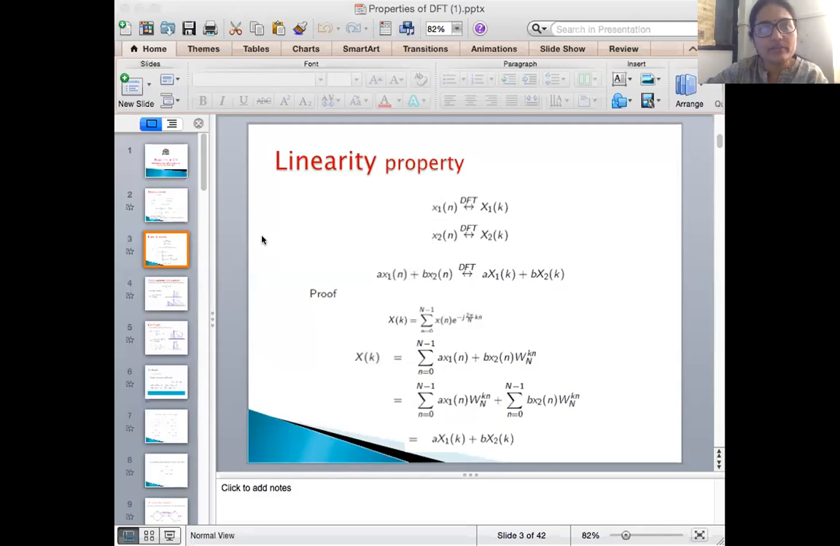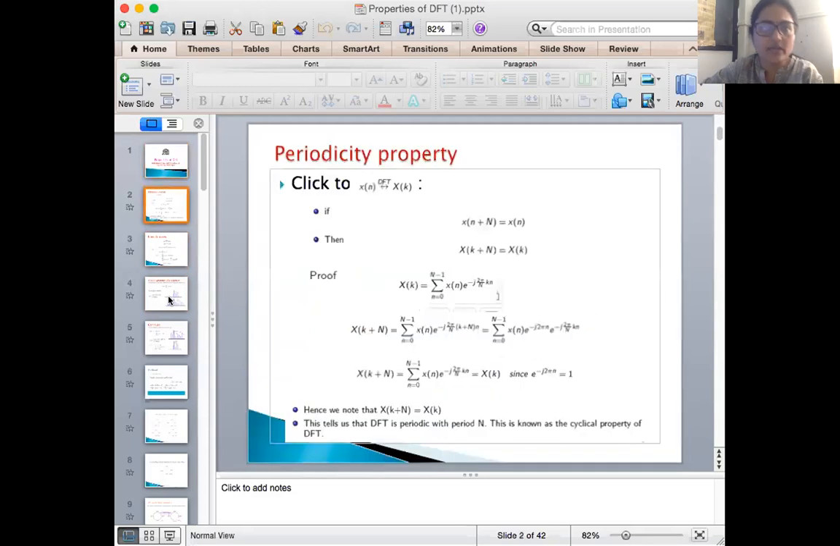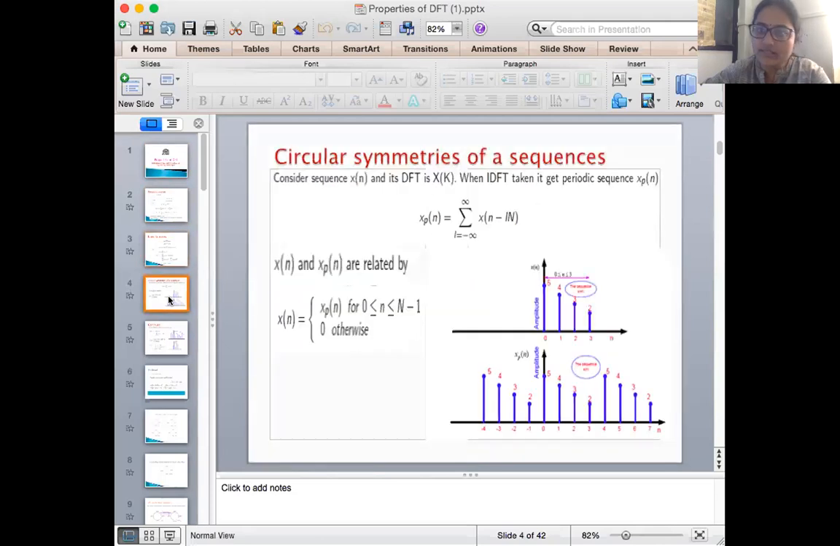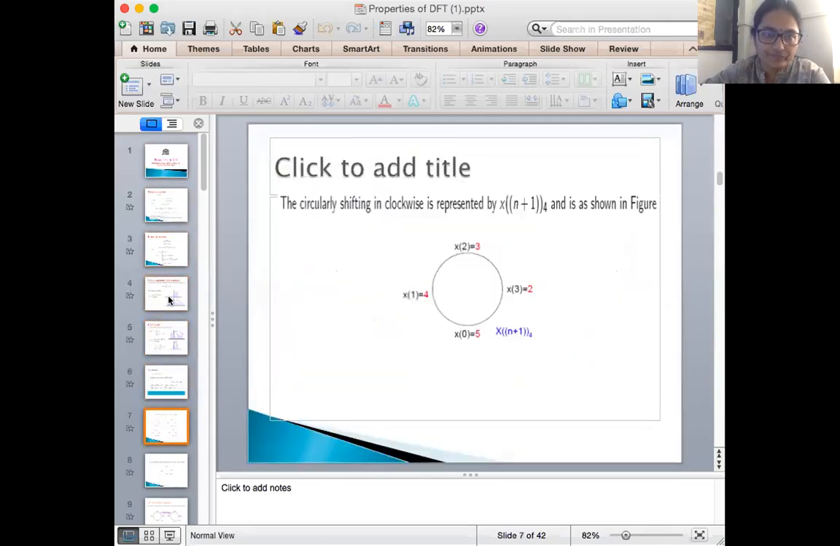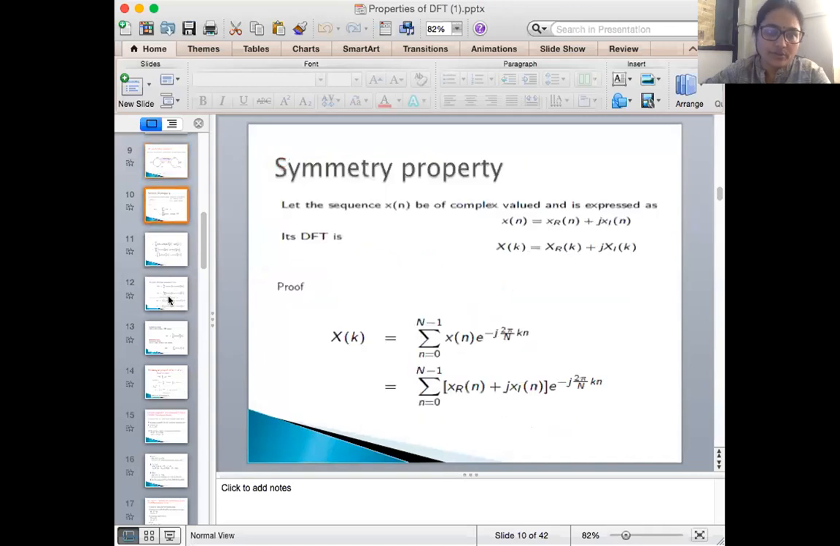In the properties of DFT, we have discussed the linearity property, followed by the periodicity property. The first property we started with was the periodicity property, then we moved towards the linearity property and the circular symmetry property of DFT. Then the folded sequence, representation of a sequence on the circle, and representation of a folded sequence on the circle, we have gone through. Then we have studied the symmetry property. If the sequence is complex valued, what will be their ultimate DFT values? We have discussed the symmetry property of DFT.